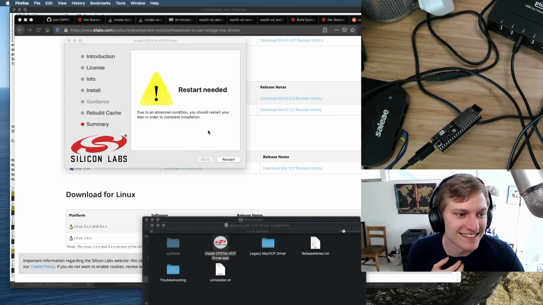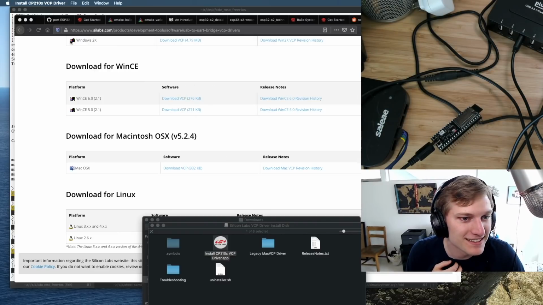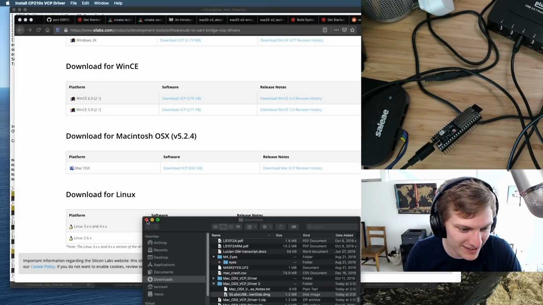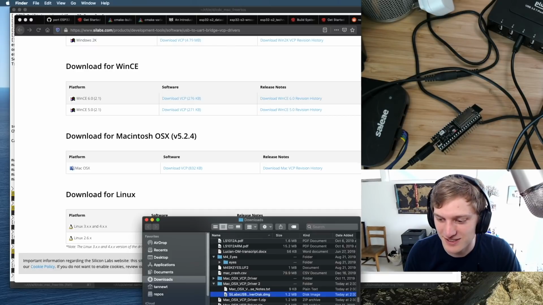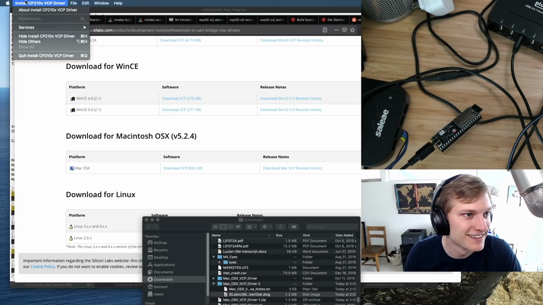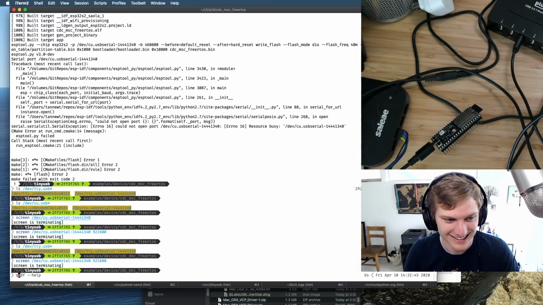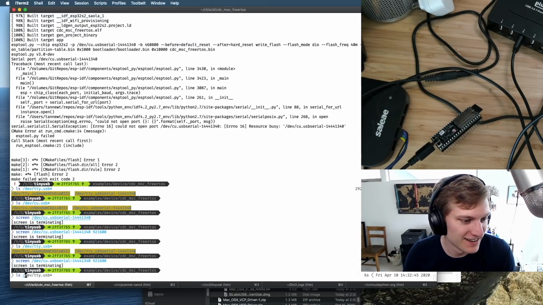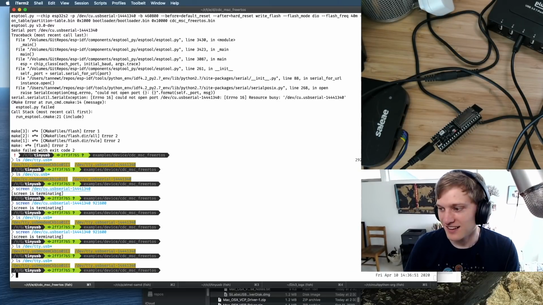Oh no. The Silicon Labs driver needs me to restart. Let's see. Can I just close it? Let's see if it works anyway. Otherwise, I might have to take a brief pause. It's still running. I closed it, but it's still running. Oh no. Let me just quit it. Let's see what we got here. We don't have anything.